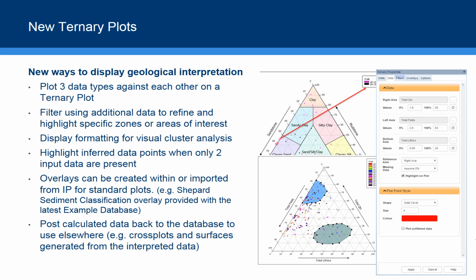One of the new toolkits added to IC 2018 are the ternary plots. So going beyond that cross-plot 2 axes, we now have the 3 axes QFL style plot that can be added to any chart. We've added in similar filtering options that you're used to with cross-plots. We have added the ability to add overlays and then post data back to the database from these ternary plots.